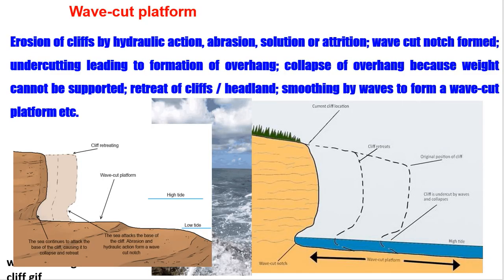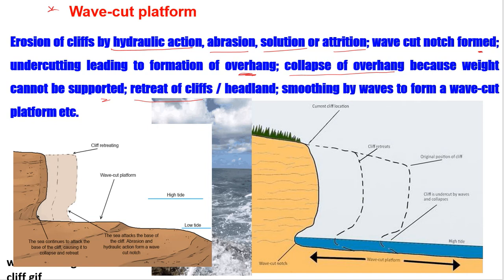So next is a wave-cut platform. Now, you find out that its erosion occurs at the cliff first. Now, so erosion of the cliff by hydraulic action, abrasion, solution, attrition. So a wave-cut notch will now be formed. Now, undercutting leading to the formation of an overhang. Now, once there is a collapse of the overhang, because the weight can no longer be supported, the cliff will now retreat, or the cliff or the headland will retreat. Now, so smoothing by wave to form a wave-cut platform.